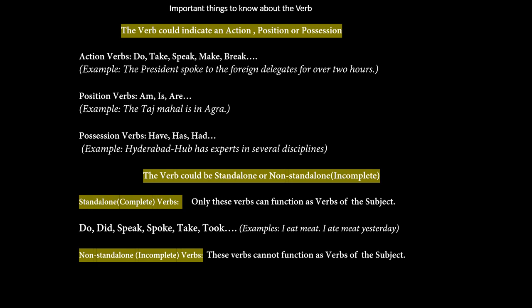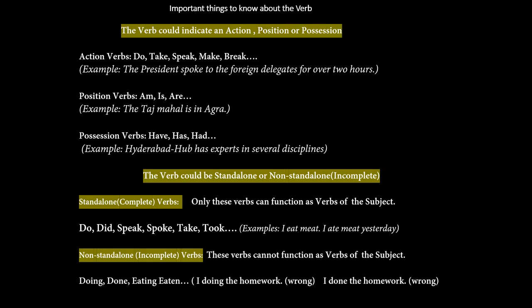Non-standalone or incomplete verbs. These verbs cannot function as verbs of the subject. Doing, done, eating, eaten, etc. These are incomplete verbs. "I doing the homework," "I done the homework," all these are incomplete sentences. When writing or speaking English sentences, you must use only complete or standalone verbs.